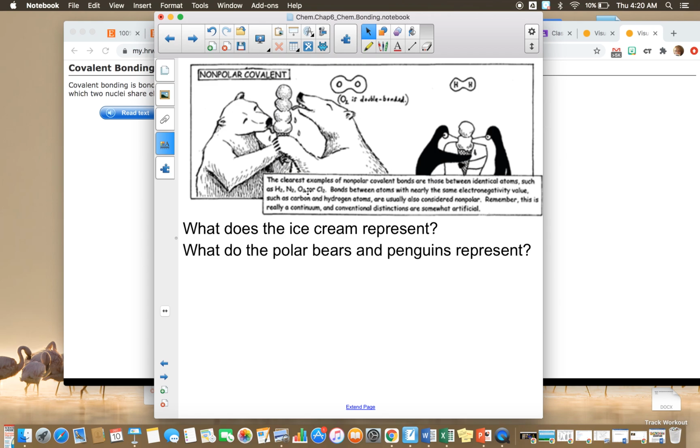It says the clearest examples of nonpolar covalent bonds are those between identical atoms, such as hydrogen gas, nitrogen gas, oxygen gas, or chlorine gas. Bonds between atoms with nearly the same electronegativity values, such as carbon and hydrogen atoms, are usually also considered nonpolar. Remember, this is usually a continuum, and conventional distinctions are somewhat artificial.